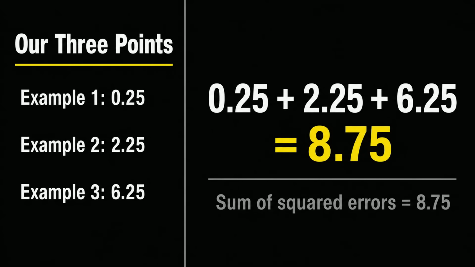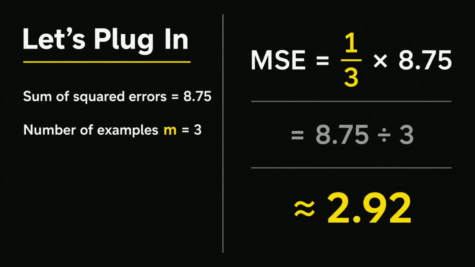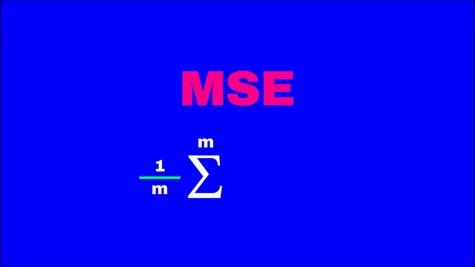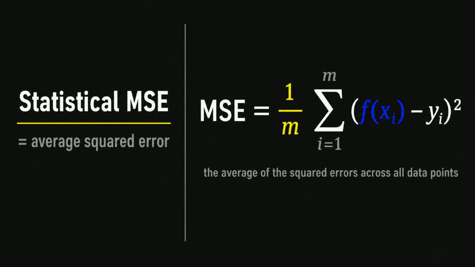For our 3 points, we found 0.25, 2.25, and 6.25. And when we add them all together, we get 8.75. Now we turn that total into an average, the statistical mean squared error by definition. Now you're going to have your MSE, which is the abbreviation for mean squared error, equals 1 over m on top of the sigma, i equals 1, and then we have our formula, f of xi minus yi squared. And this is the pure statistical MSE, the average of the squared error across all data points.